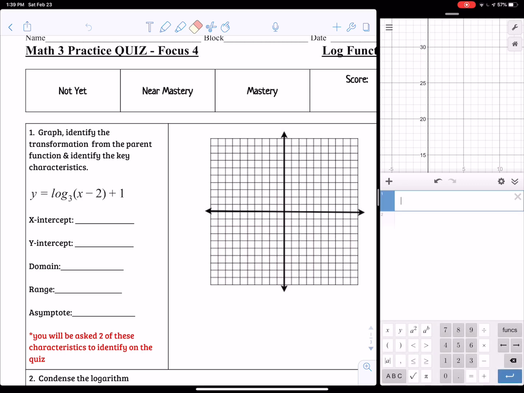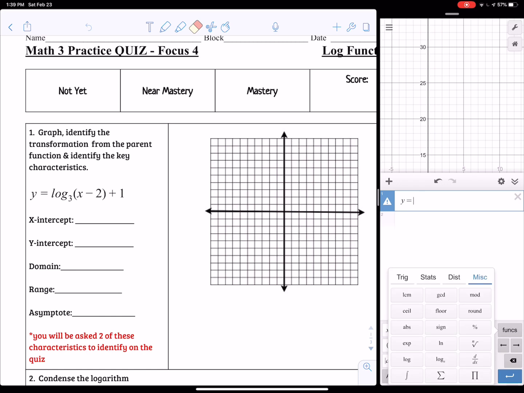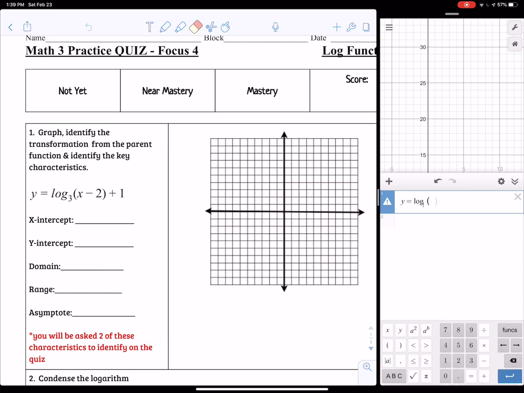So I'm going to type it into Desmos over here on the right. So let's do y equals, and then go to the functions button and go to miscellaneous, which I've already chosen over there on the right. Then hit the log with the little a as the base so that you'll be able to type in the base of 3. Then go to the parentheses, type x minus 2, close parentheses, and add the 1. So that way you get the right graph.